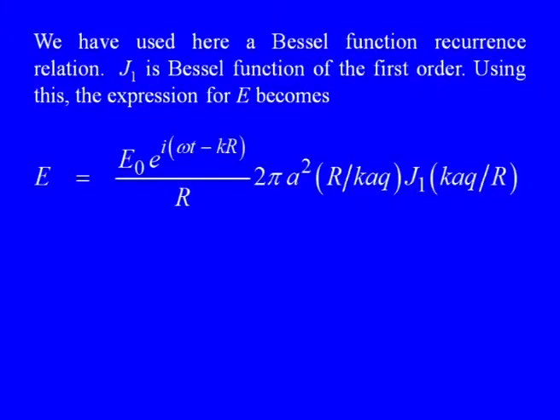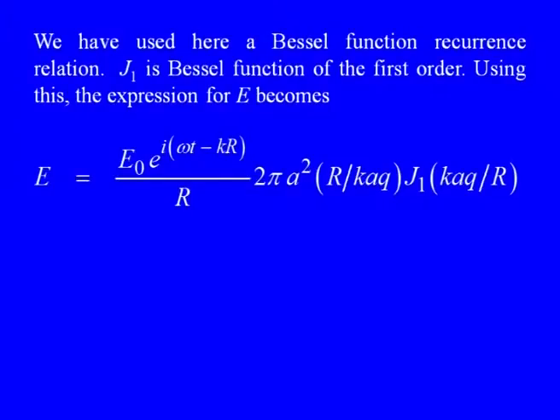You see, in this derivation integrating over j 0, we have used the recurrence relation of a Bessel function. We have invoked properties of the Bessel function. We shall not go really into the details of these recurrence relations.